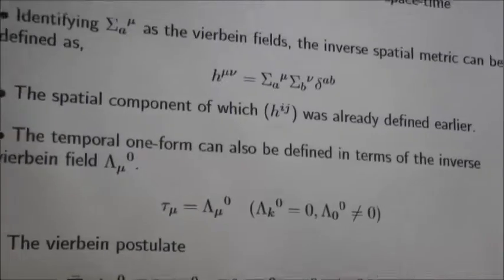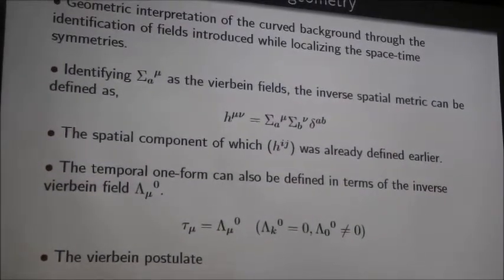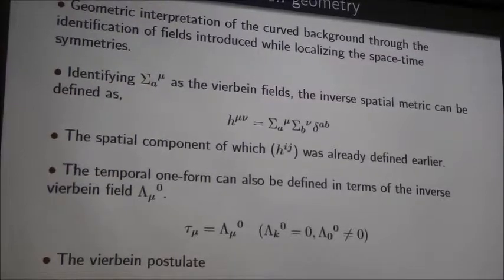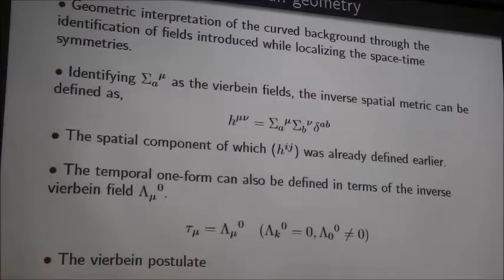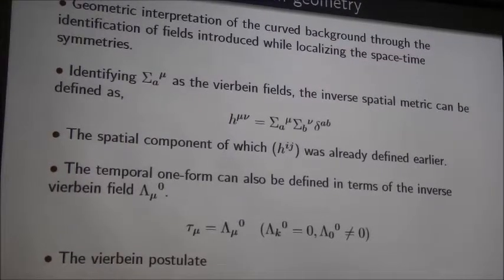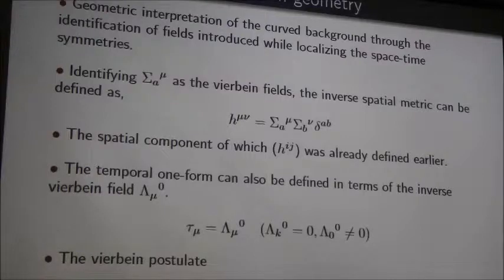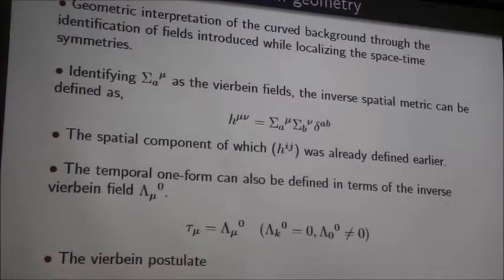Now my motivation is to identify the curved background with a geometry, to give a geometric structure to this curved background. For this, I will first identify some fields introduced in the covariant derivatives. As already discussed in the previous lectures, when I am localizing the Galilean symmetry, I get a Newton-Cartan geometry, as I am including a scale transformation here.